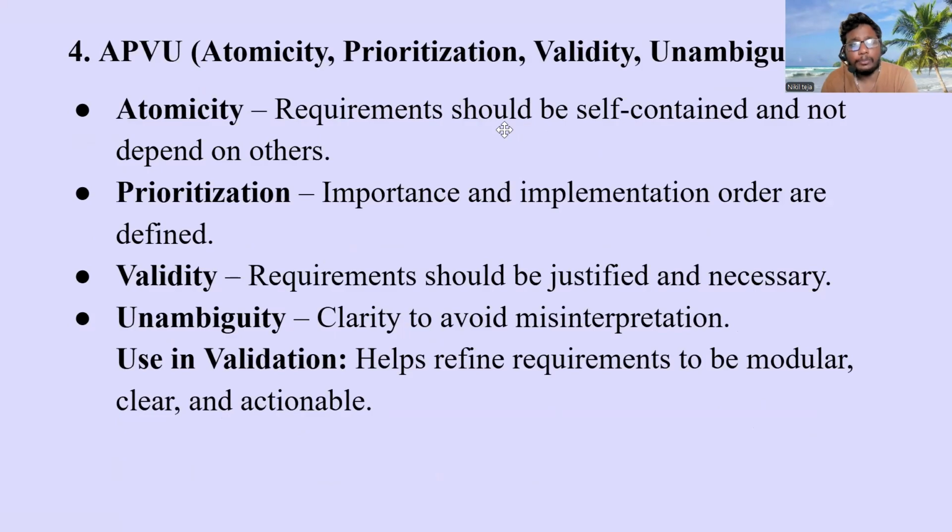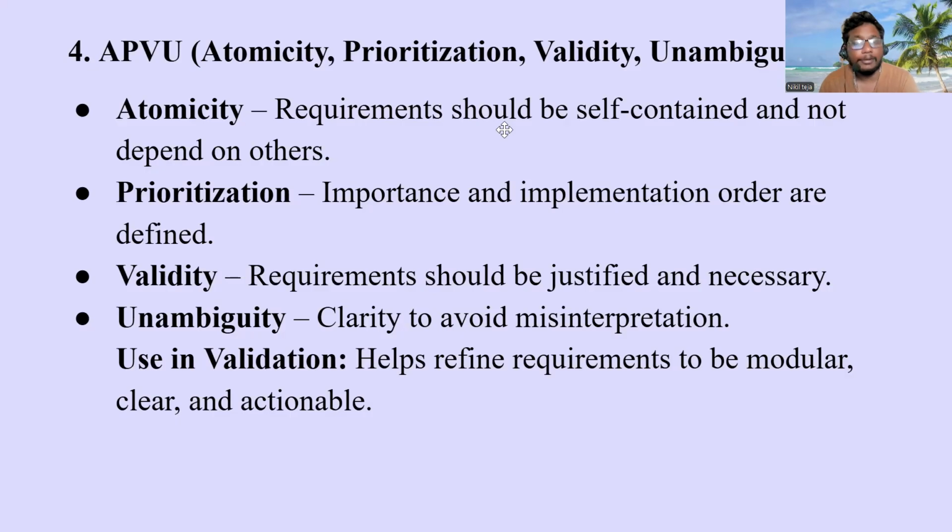APVU is atomicity, prioritization, validity, and unambiguity. Atomicity: requirements should be self-contained and not depend on others. We have learned in user stories that user stories also should not depend on others. Even a requirement should not depend on others. User stories are derived from requirements, so they should not be dependent on other requirements.